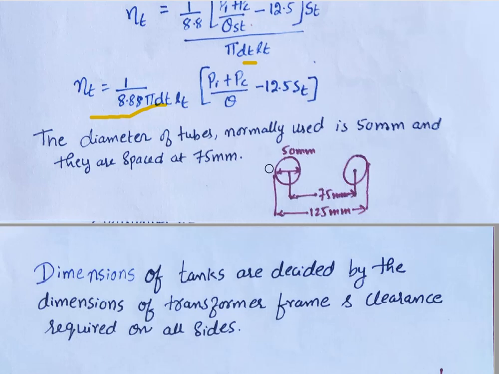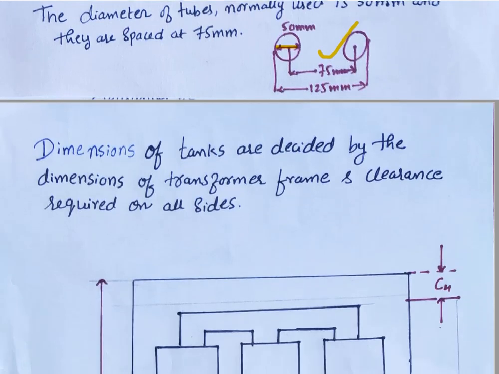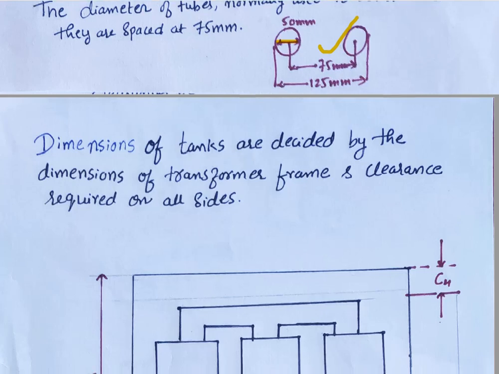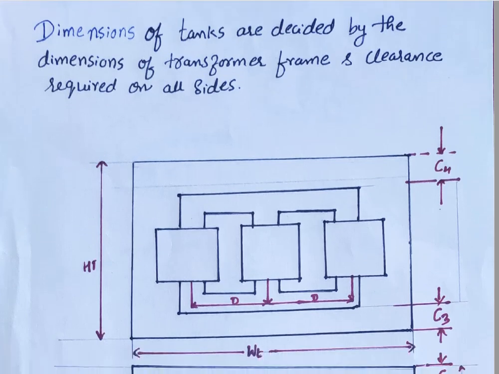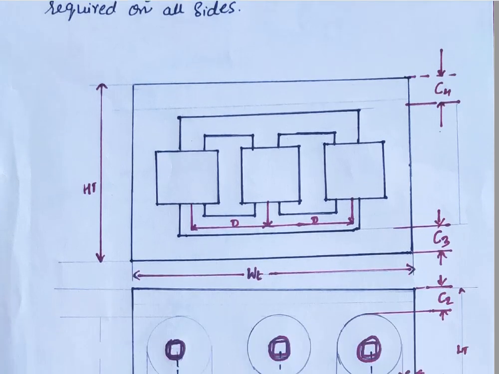Usually the diameter of the tube normally used is 50 millimeter, and they are spaced at 75 millimeter. This is the center to center distance, and the total is 125 mm. Usually we consider only the center to center distance. The dimensions of the tank are decided by the dimensions of the transformer frame and the clearance required on all sides. Not only this, it depends on kVA rating, voltage rating, power factor, and the losses also.